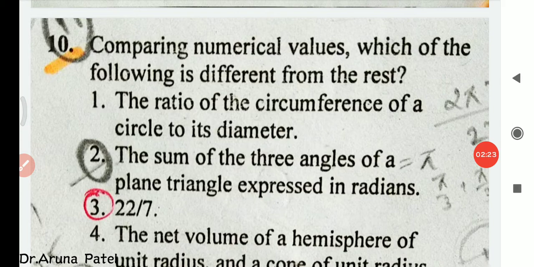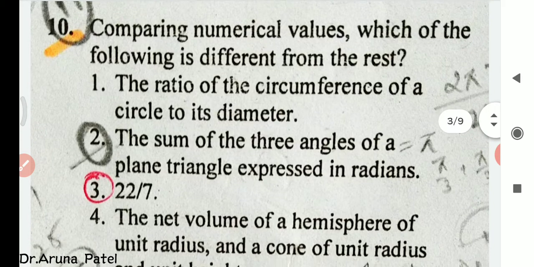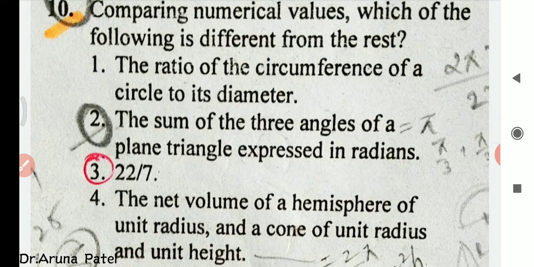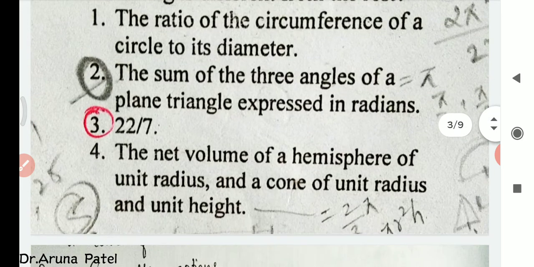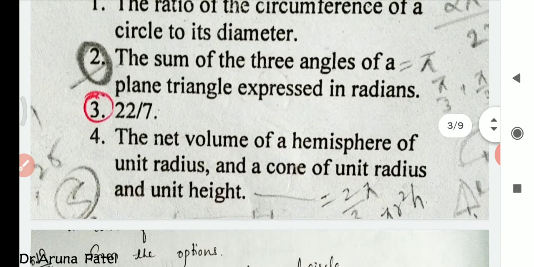Now the next question is question number 10. Comparing numerical values, which of the following is different from the rest? So here four options are given. So we have to see the solution. What are the things given?